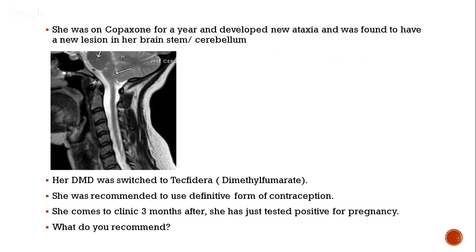Sorry, yeah. She was on Copaxone for a year and developed new ataxia and was found to have a new lesion in her brainstem and cerebellum. Her DMD was switched to Tecfidera, dimethyl fumarate, yeah. She was recommended to use a definitive form of contraception. She comes to clinic 3 months after. She has just tested positive for pregnancy. What would you recommend?